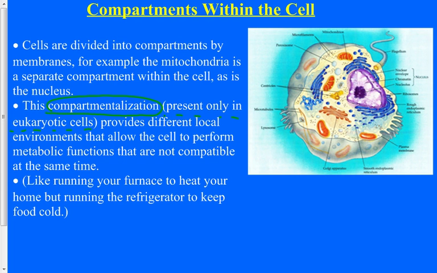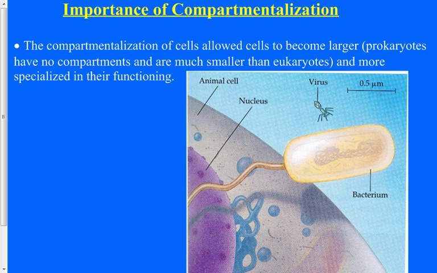So the idea of compartmentalization is important. You need to be able to tell me why that's an advantage. Like we said, it allows cells to become larger. Prokaryotes don't have those compartments, and as a result, they're much smaller. To give you an idea of scale, here's an animal cell. We can't even see a quarter of it in this picture. Here's a bacterium, quite a bit smaller than an animal cell, and a virus, obviously even smaller than that.